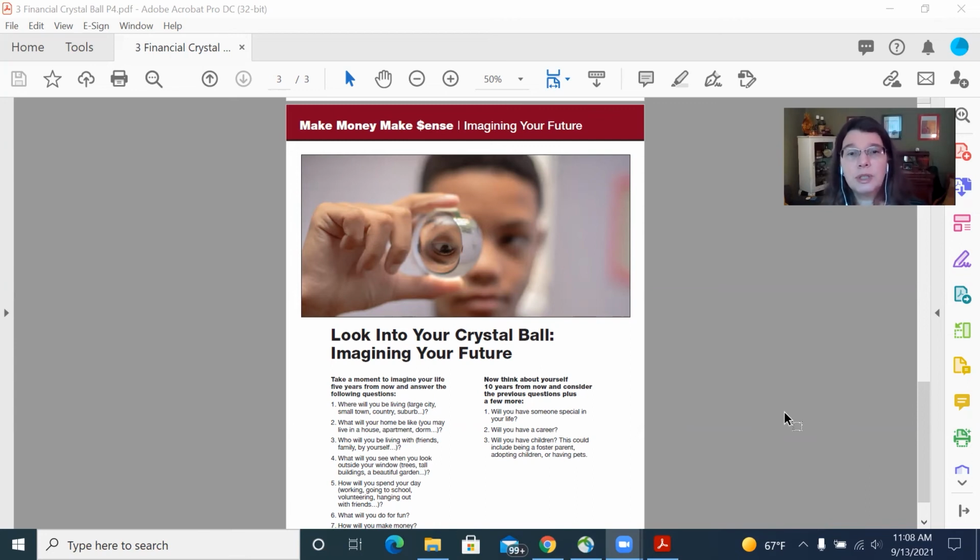Usually what I do after we do the Imagining Your Future is I go right into the next activity, which is basically a hopes and dreams collage. So I have them do this visualization as a way to really begin to help them set their mind upon what they want to put in their collage.